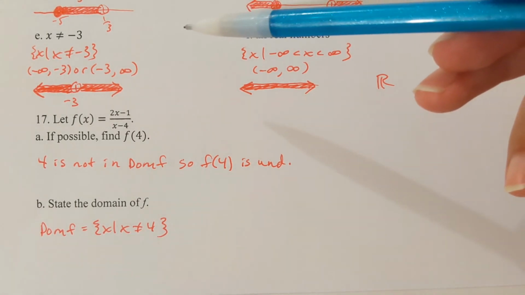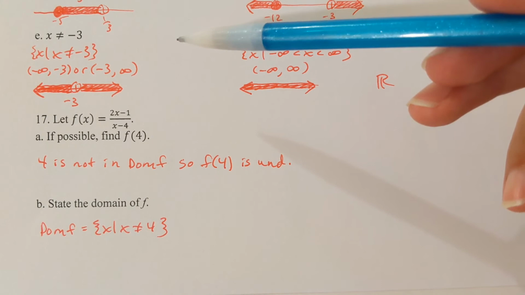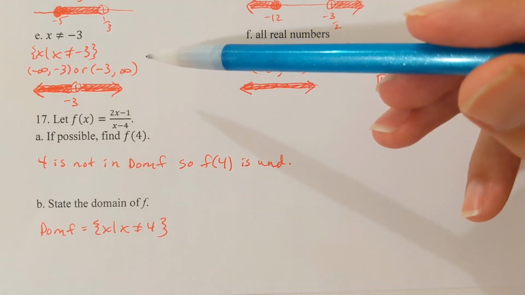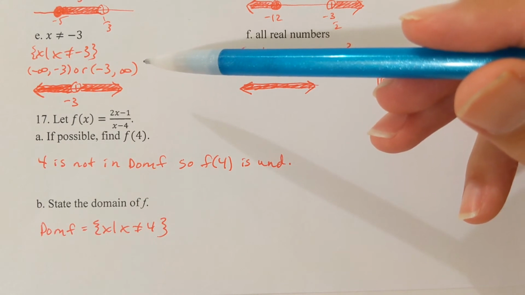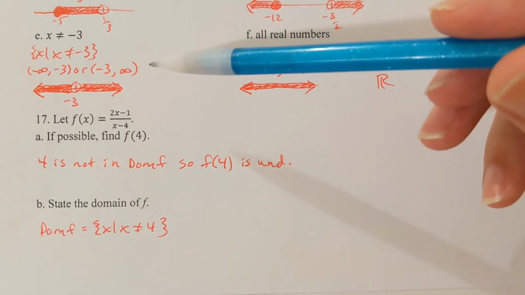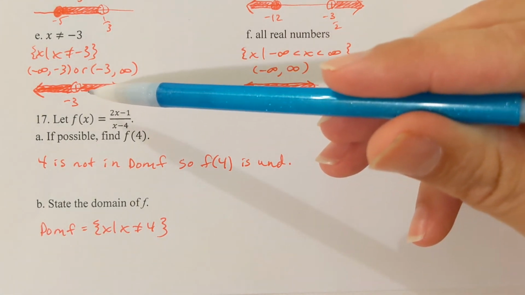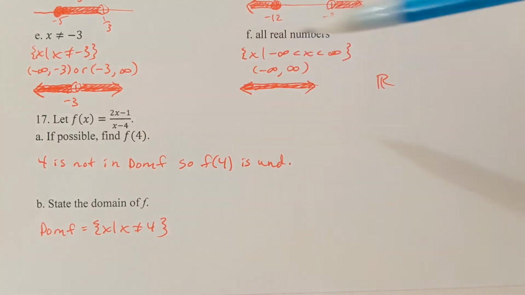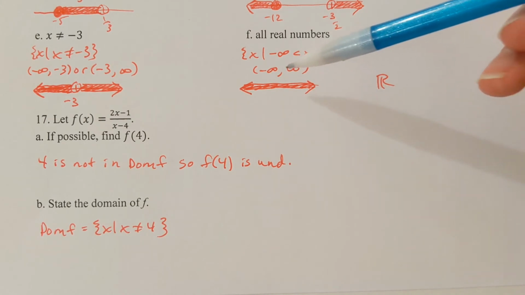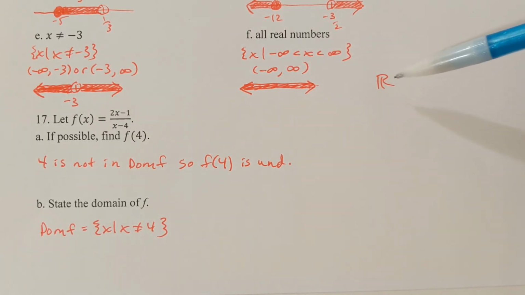Part E, x not equal to negative 3. Set of all x such that x is not equal to negative 3 would be the answer written as a set. As an interval, I get basically any number except for negative 3. Okay. Part F, all real numbers. So here's how I'd write that as a set. And here's how I'd write that as an interval. Here's also how I'd write that as a set using set builder notation.